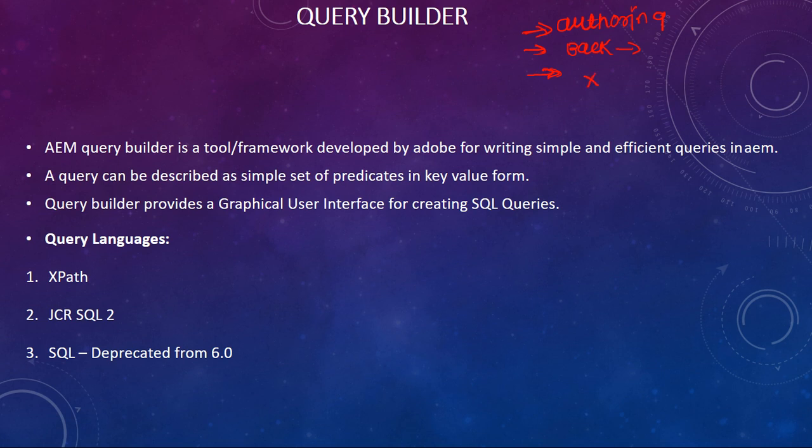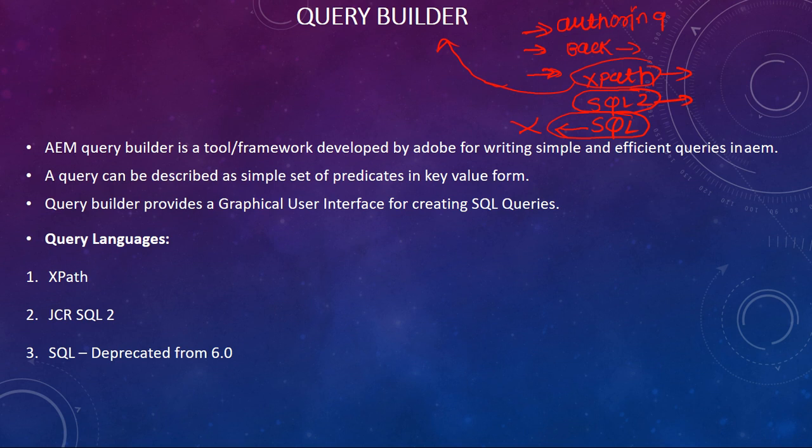We have XPath and SQL2. By using these we can write the code for finding the queries, or for finding the content. There is also SQL, but SQL was deprecated in 6.0, so there is no use of it. Nowadays we are using SQL2 and XPath, but mostly we are not using XPath directly. Why?